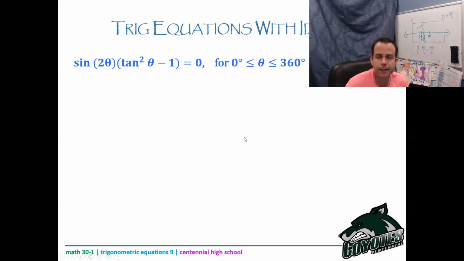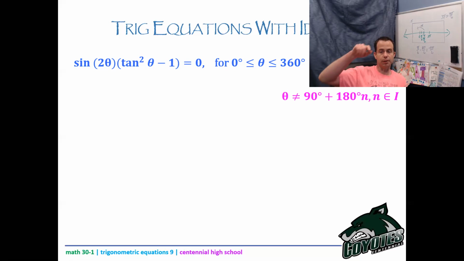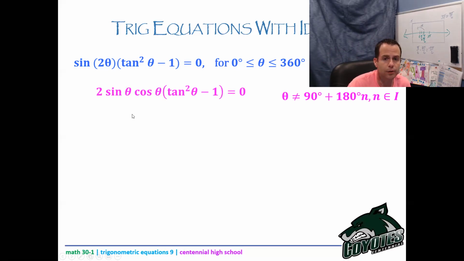Let's talk about NPVs first though. So I do have tan here, so theta can't be 90 degrees and every multiple of 180 after 90. I'm speaking in degrees here because my window is in degrees. You always want to speak in whatever language you were given here. Okay, now I'm going to swap my sine of 2 theta out to be 2 sine theta cos theta.